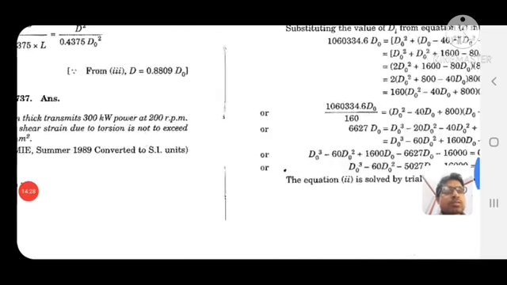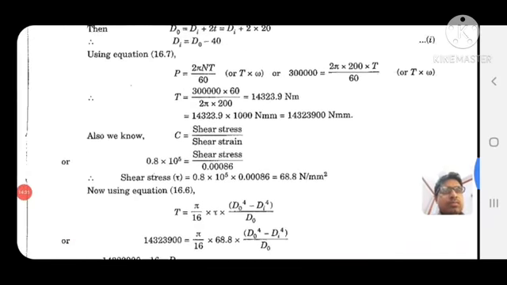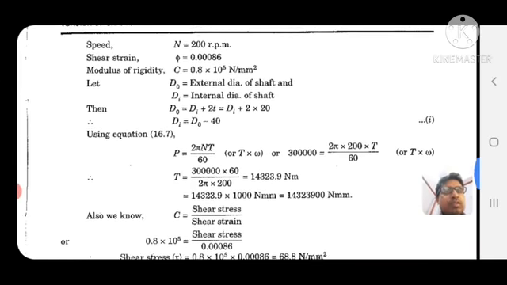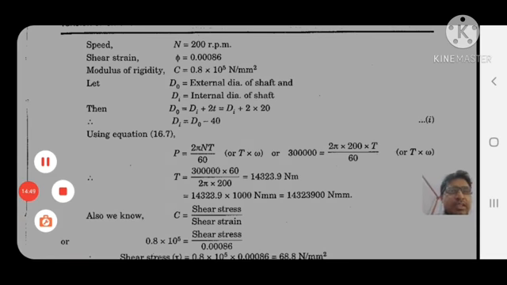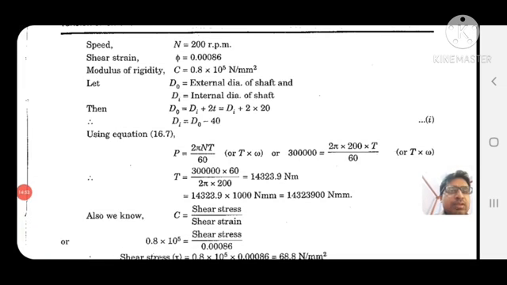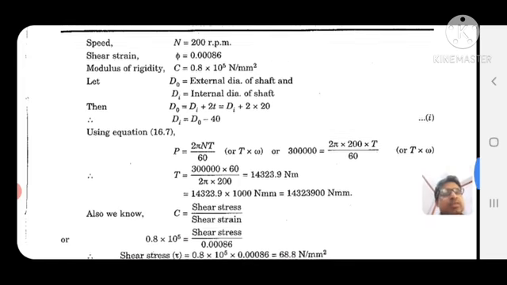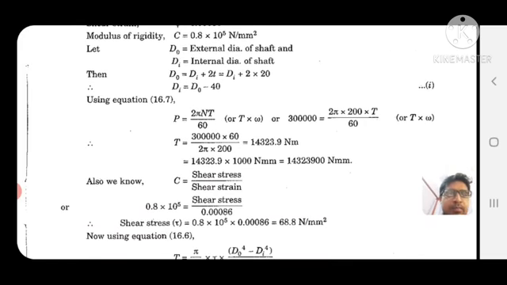Now, torsion. Speed is equal to 200 rpm, phi is equal to 0.0086, c equal to 0.8 into 10 to the power 5 Newton per millimeter square, d0 is equal to external diameter of the shaft, di is equal to internal diameter of the shaft. d0 is equal to di plus 2t, so di plus 2 into 20, di equal to d0 minus 40.